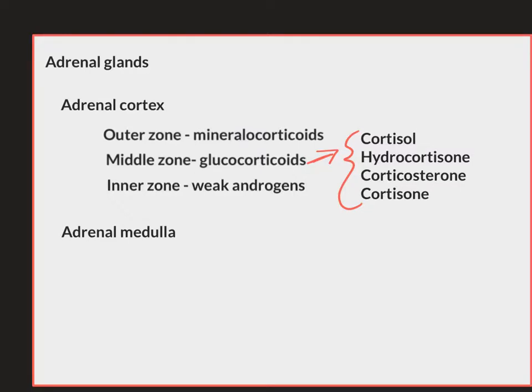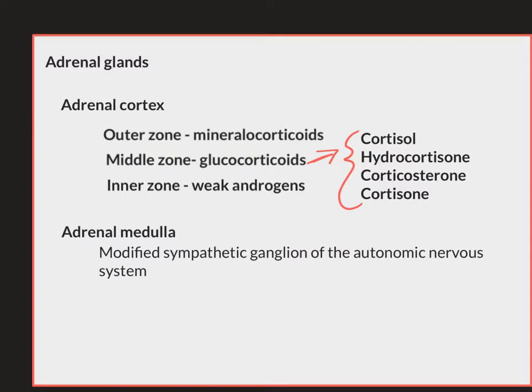The inner middle region of the adrenal glands is referred to again as the adrenal medulla. This portion is a modified sympathetic ganglion of the autonomic nervous system. However, its neurons lack axons. And rather than secreting neurotransmitters, the neurons of the adrenal medulla secrete hormones. The two major hormones that are synthesized by the adrenal medulla are epinephrine and norepinephrine. They are also referred to as adrenaline and noradrenaline.